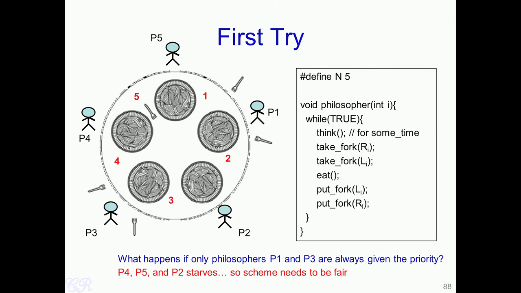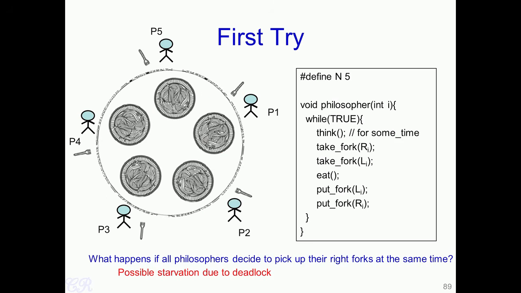So, let us see another possible issue that could take place. Let us say by some chance all the philosophers pick up their right fork simultaneously. So, we have philosopher P1 picking up his right fork, philosopher P2 picking up the right fork, and P3, P4, P5 picking up their right forks respectively.